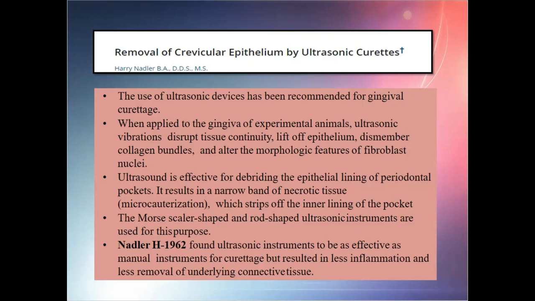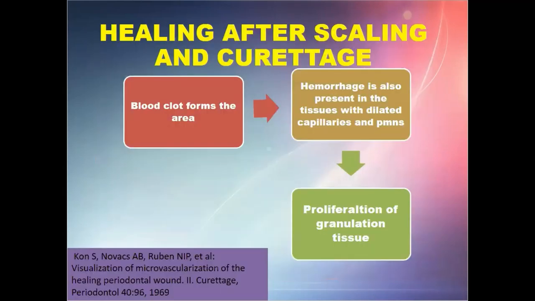It basically strips off the inner lining of the pocket, and various kinds of ultrasonic devices, such as scaler shaped and rod shaped ultrasonic instruments, are used for this purpose. There is this clinician called Nadler. In 1962, he found that ultrasonic instruments are as effective as manual instruments or different kinds of curettes for the curettage, but resulted in less inflammation and less removal of the underlying connective tissue.